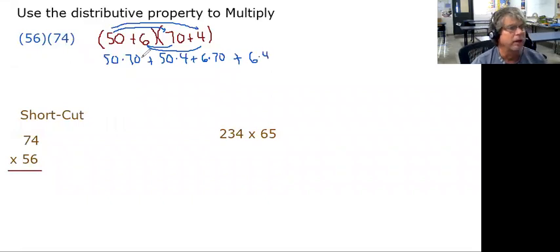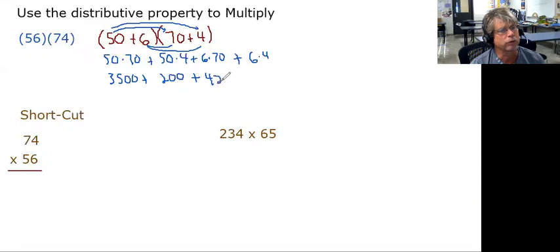So if we do that math, 50 times 70 is going to be 5 times 7 is 35, and 2 zeros is 3,500. And then I have to add to that 50 times 4. Well, 5 times 4 is 20. Add the zero in, makes 200. 6 times 70, 6 times 7 is 42, add the zero. And remember, you can use the tic-tac-toe board for the 7s. 6 times 4 is 24.